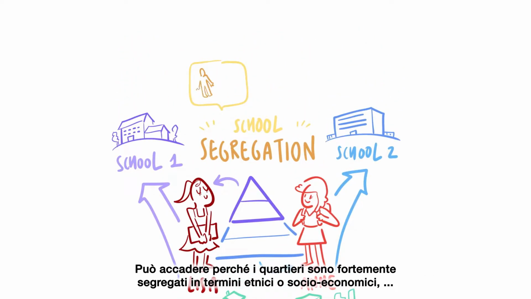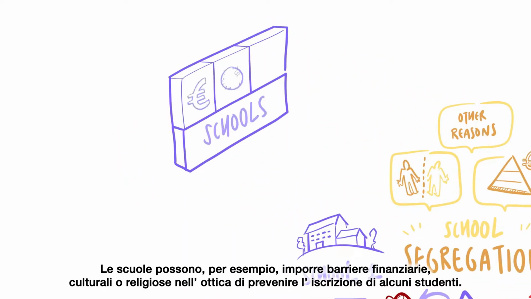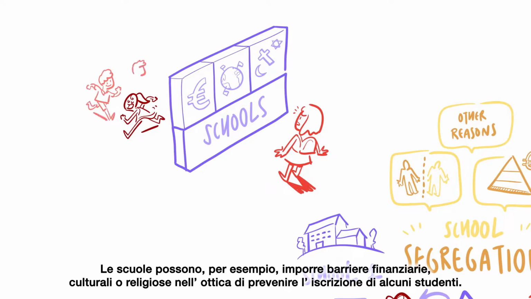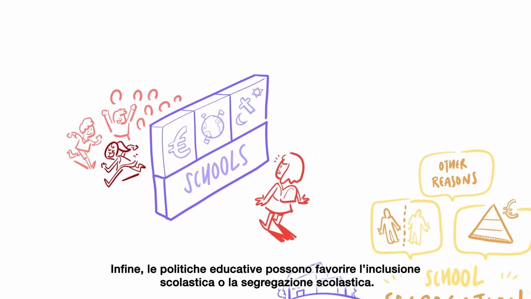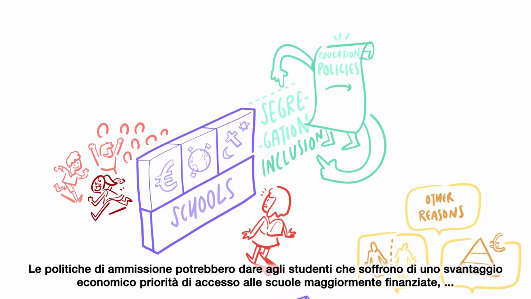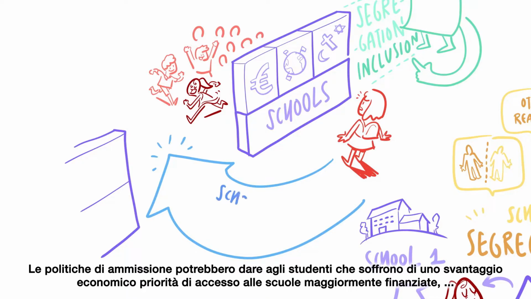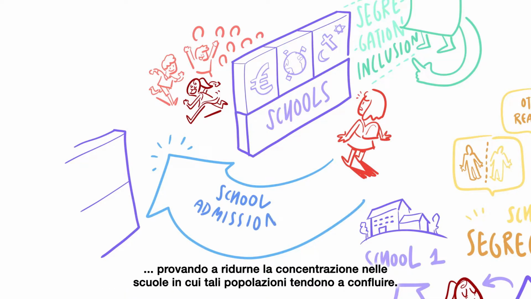It may happen because neighbourhoods are highly ethnically or economically segregated, but other reasons can explain why schools are divided. In addition, schools may pose financial, cultural, or religious barriers to prevent the enrolment of certain children. Finally, education policies may favour school inclusion or school segregation. School admission policies may give economically disadvantaged students priority of access to better funded schools, trying to reduce their concentration in low-income schools.